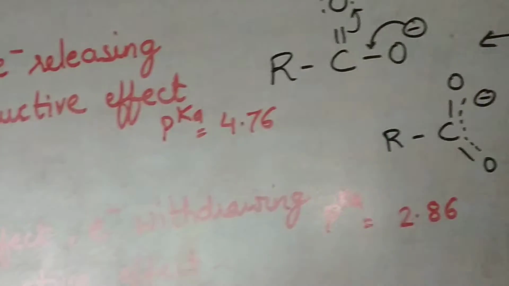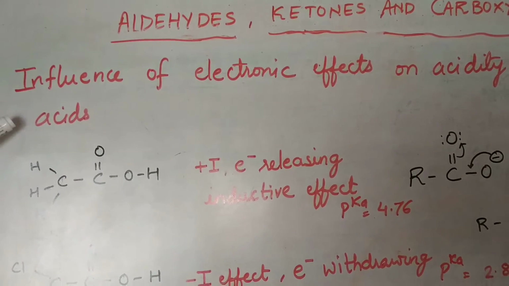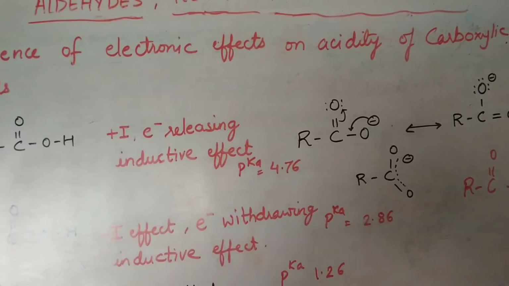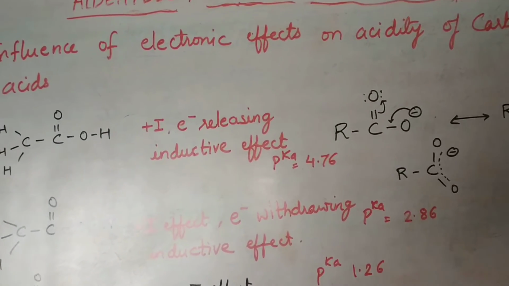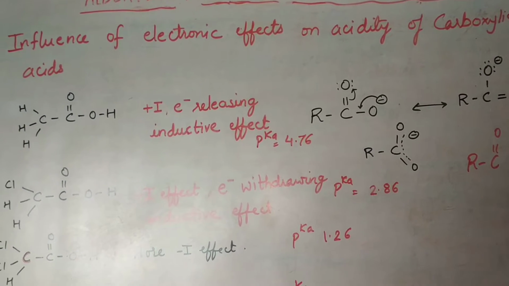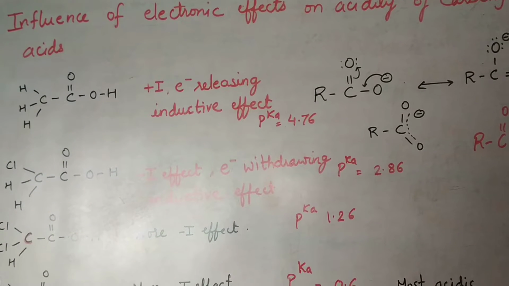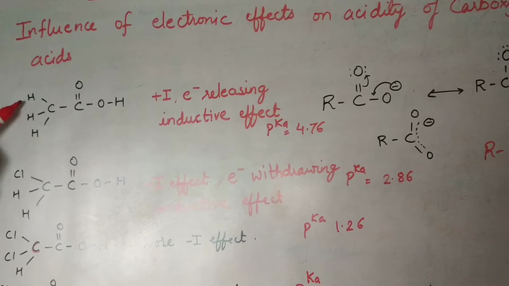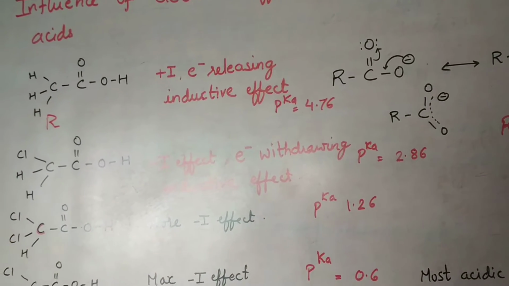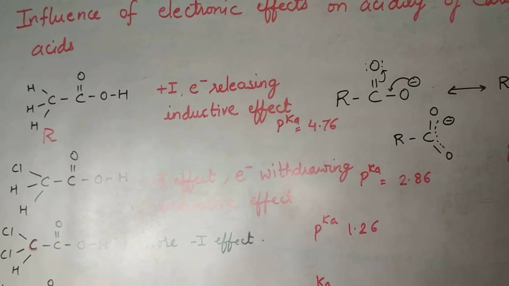Now we are going to study the influence of electronic effects on acidity of carboxylic acid, that is, how the acidity of a carboxylic acid changes, which carboxylic acids would be more acidic and which would be less. So if we consider the simplest type of carboxylic acid, acetic acid, in this you will find that the 3 hydrogens which are present, or you can say the R group, the methyl group that is present, that methyl group has electron releasing inductive effect.